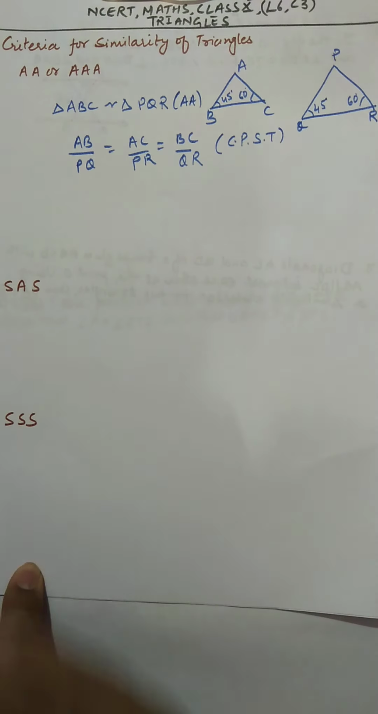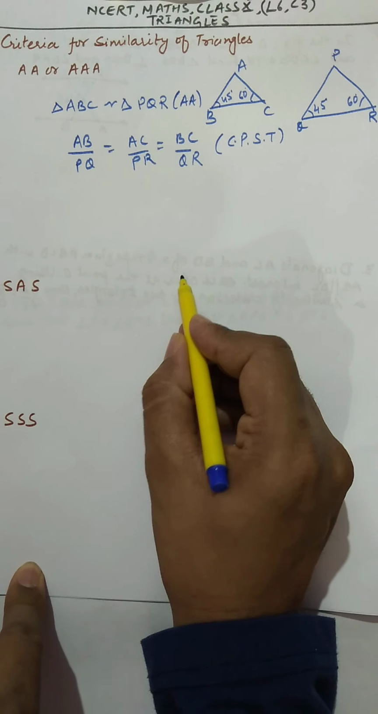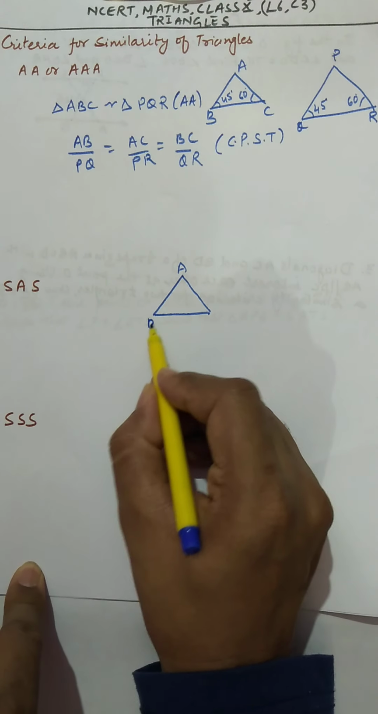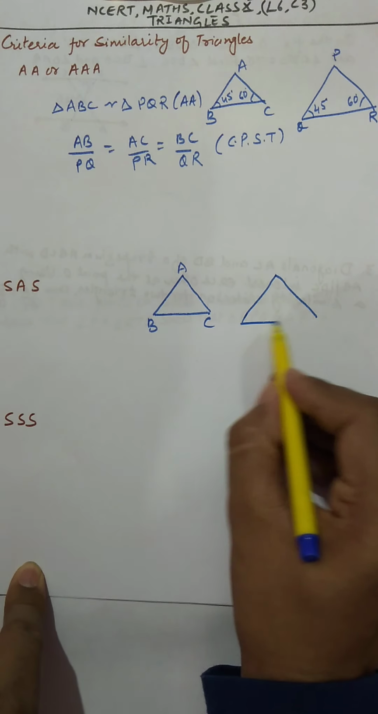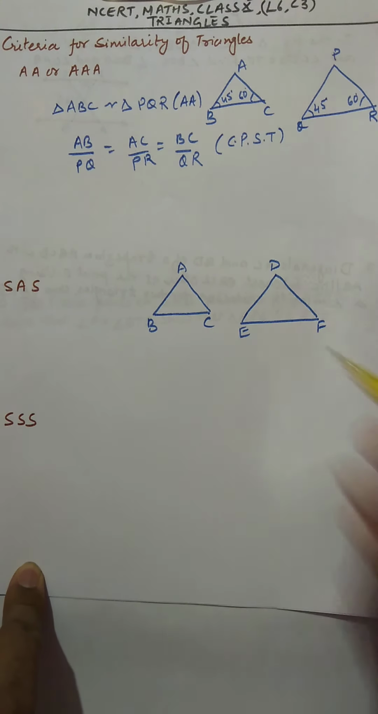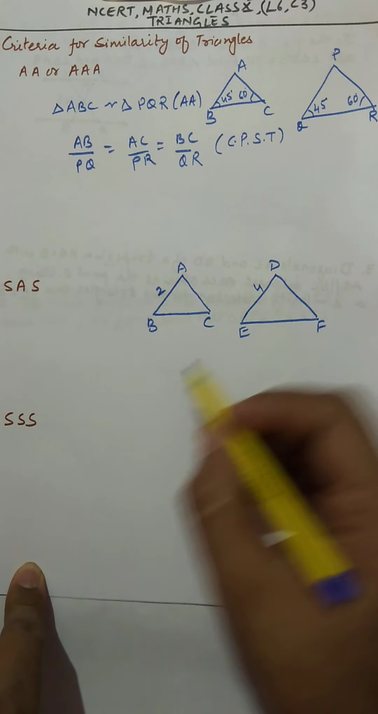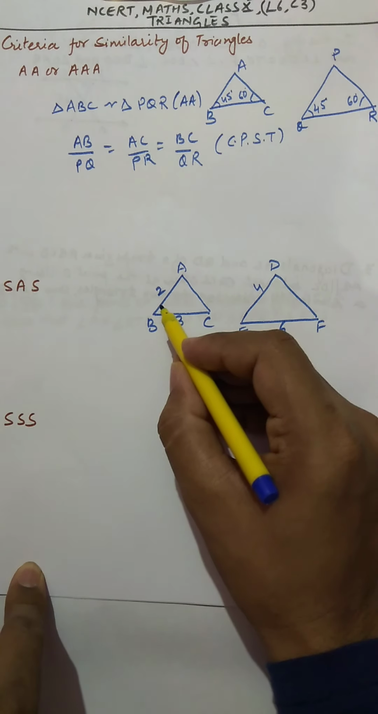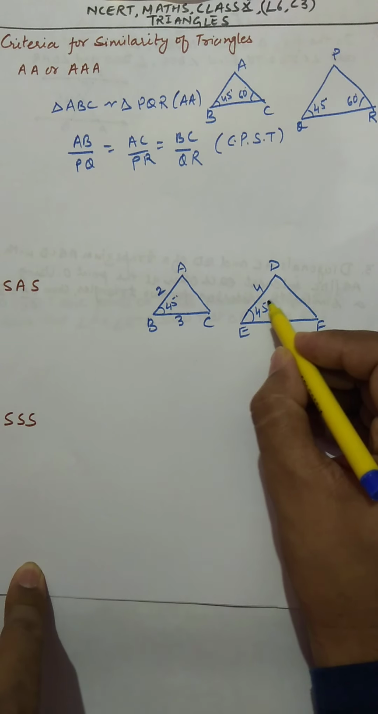Now come to the second criterion, this is SAS. Again, this is very important to understand. If this is a triangle ABC and this is, let's say, triangle DEF, and if I say this is 2 units, this is 4 units, this is 3 units, this is 6 units, and this angle is 45 degrees and this is also 45 degrees.